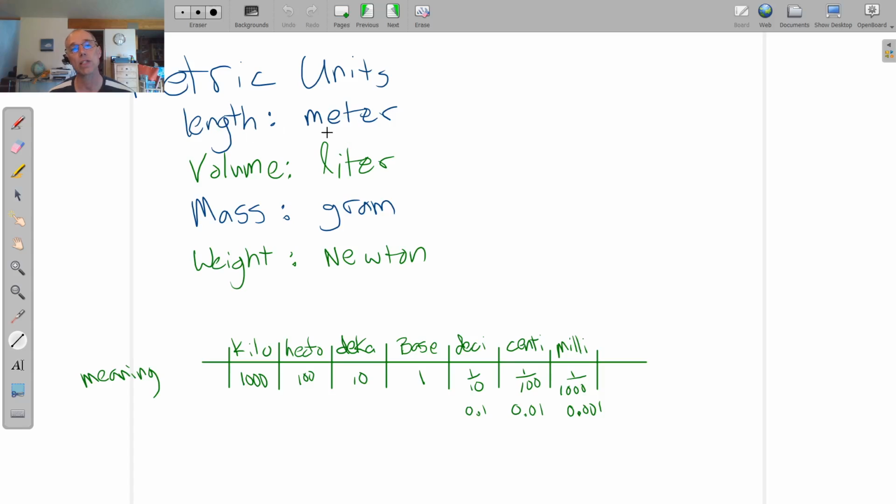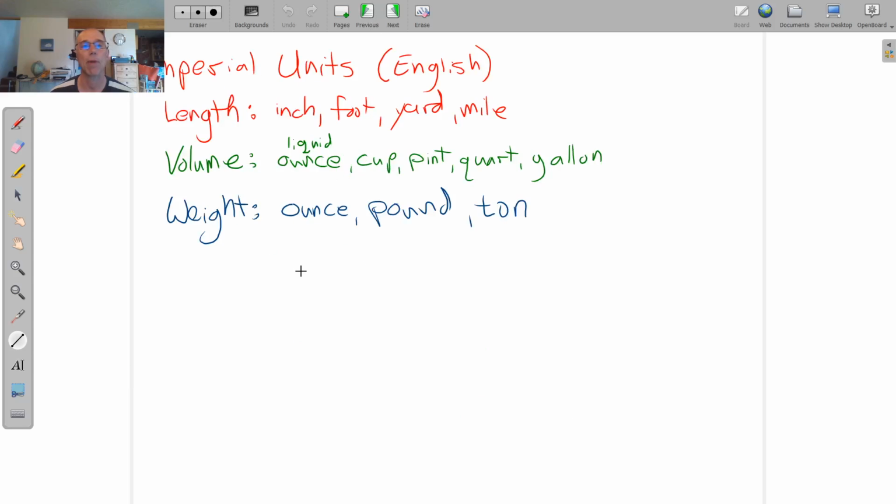We have length, the standard unit is a meter. Volume, the standard unit is a liter. Mass, the standard unit is a gram. And notice I have weight here, standard unit is a Newton. And comparing that back here, I didn't put mass over here because mass isn't really done much in the imperial system. There are units for mass that are different from weight. The related thing to a pound is called a slug.